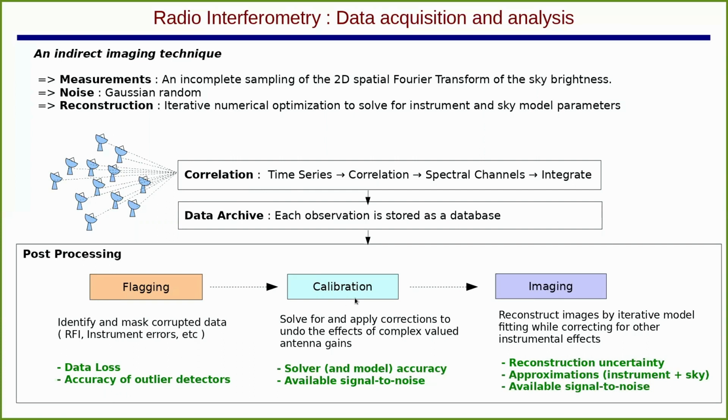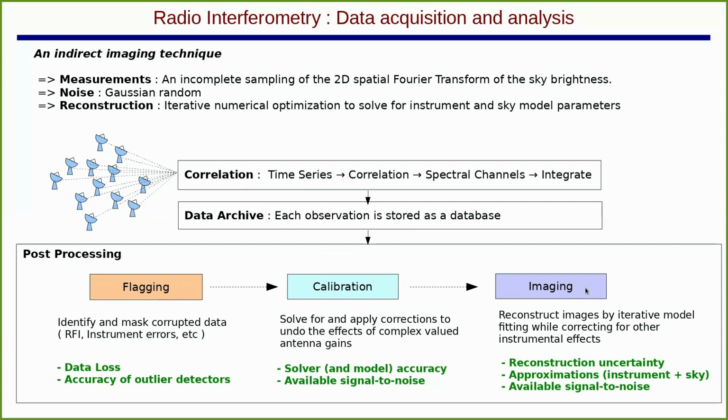The next step is generally calibration, where you have to solve for and apply corrections for instrumental effects. And here also, this is an iterative solver, and there's a model of your instrument that is approximate. And so you have to account for the discrepancies between that model and real life. And of course, the available signal to noise to allow you to even get a robust solution.